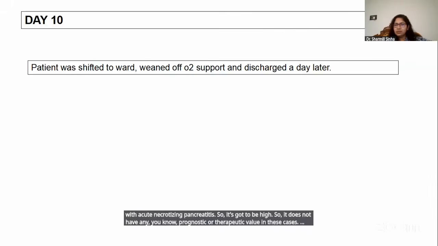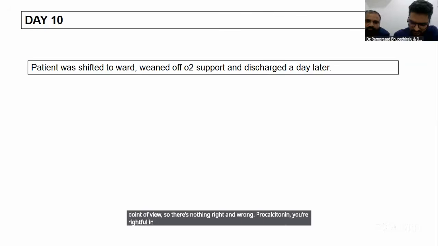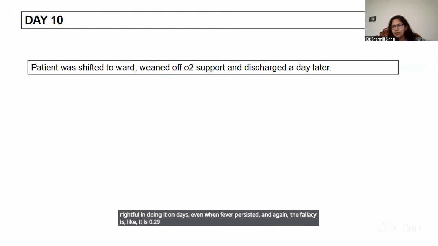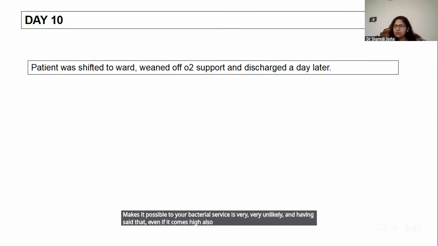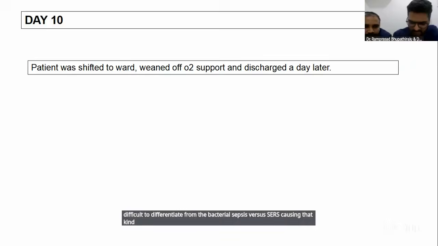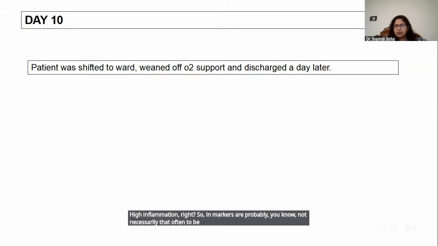Actually, with this patient's course with the single organ dysfunction and otherwise his vitals remaining stable, I think we can do without CRPs from the cost point of view. So there's nothing right and wrong. Procalcitonin, you're right in doing it on day 7 when fever persisted. And again, the fallacy is that it is 0.29, less than 0.5, it makes the possibility of bacterial sepsis very, very unlikely. And even if it comes high, with that grade of inflammation, it would be difficult to differentiate bacterial sepsis from SIRS causing that kind of high inflammation, right? So these markers are probably not necessary to be done that often because they are also expensive tests, and I think it was managed well.